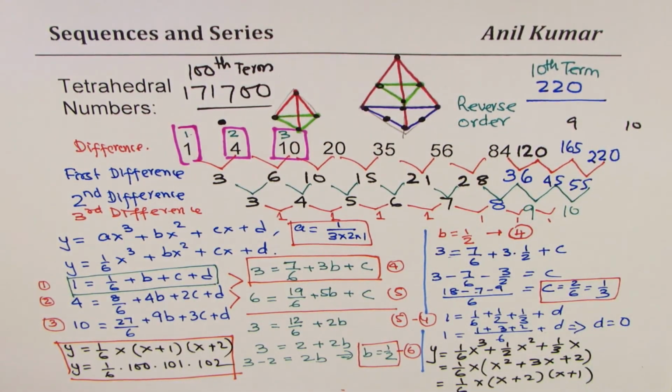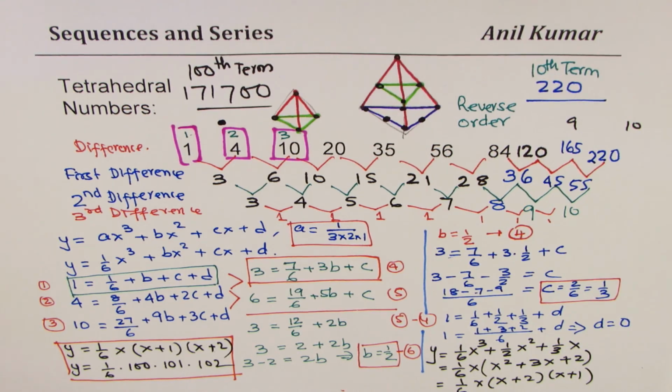Do you see that? But I hope you understand and appreciate how using finite difference and some concepts from polynomials, we could easily find the pattern rule for the nth term, and that helps us to find any number of terms. So I hope you find it interesting and useful.